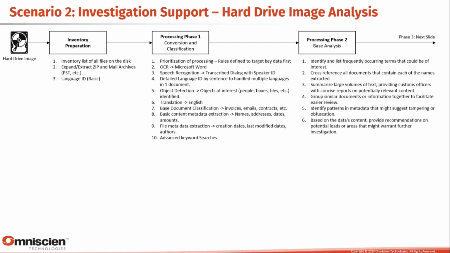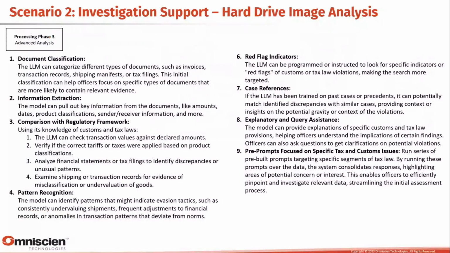Then we go a little bit deeper and we start doing actual analysis with AI. So identify the list of frequently occurring terms, cross-reference documents that contain a list of names, right? Summarize large volumes of text so I can decide whether I even want to read this document. Group similar documents together to facilitate easier review. Then we can keep going.